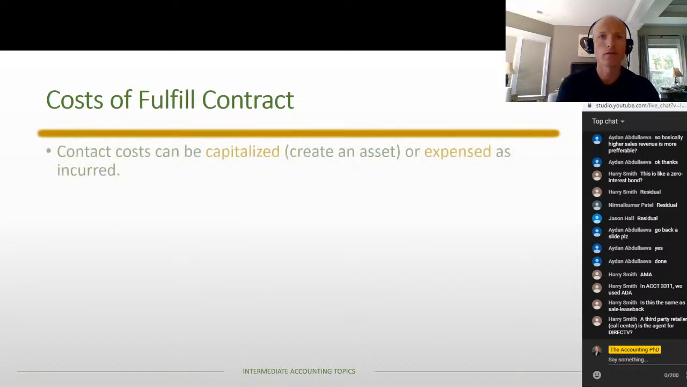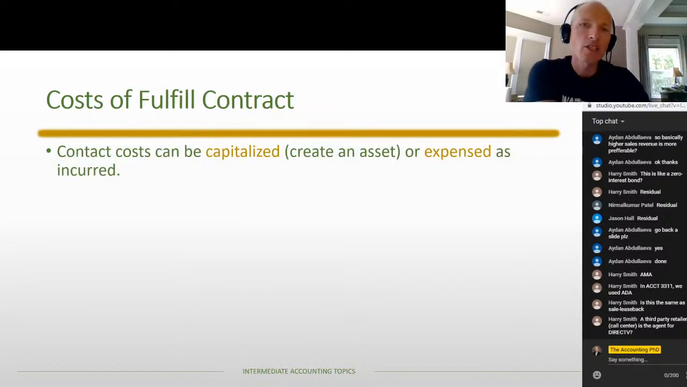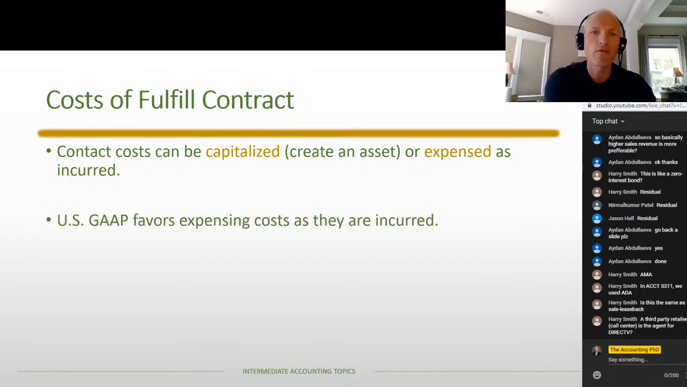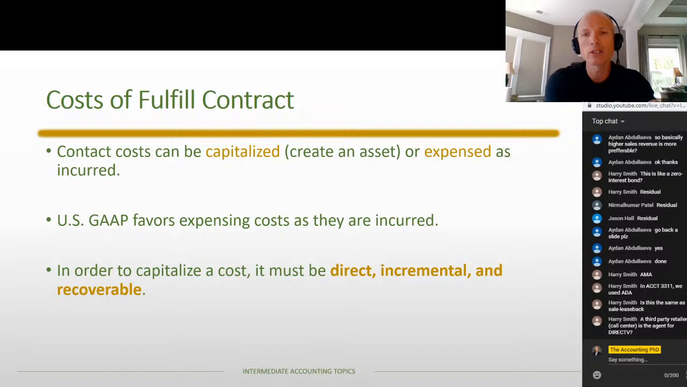Costs to fulfill a contract. Costs can be capitalized or expensed. US GAAP favors expensing costs as they are incurred. In order to capitalize a cost, it must be direct, incremental, and recoverable.